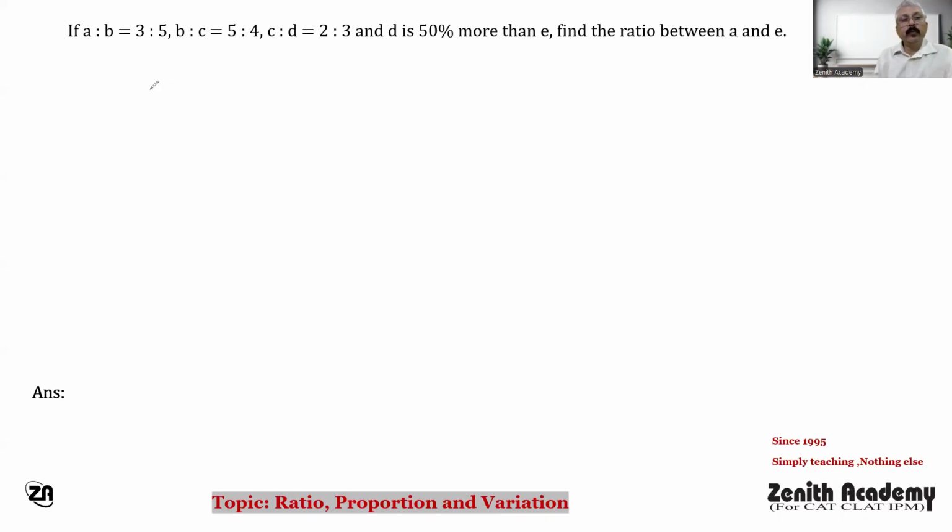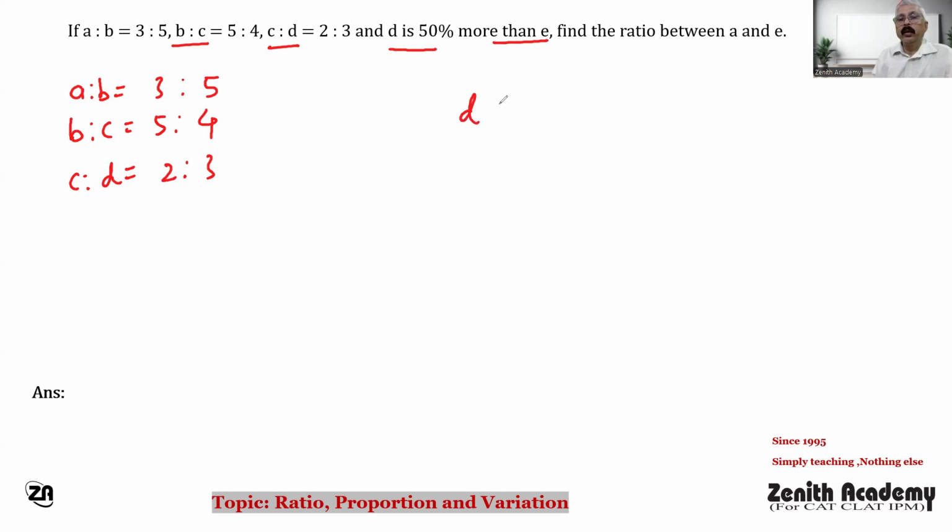Next question. If A is to B, 3 is to 5, B is to C, 5 is to 4, C is to D is 2 is to 3, and D is 50% more than E. D is 50% more than E. So if E is 100, this is 150, which means the 0 cancels, 5 and 3. So D is to E is 3 is to 2.